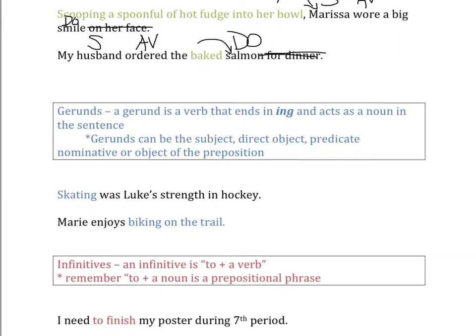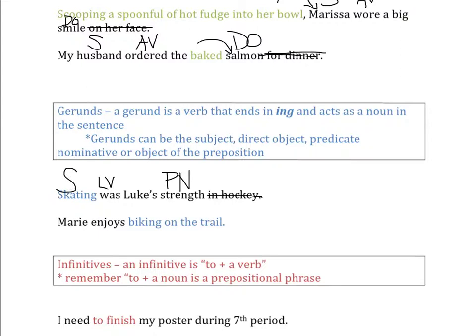Skating was Luke's strength in hockey. Was is the linking verb. Strength is the predicate nominative. In hockey is a prepositional phrase. So what was Luke's strength? Skating was. Skating is the subject of this sentence.